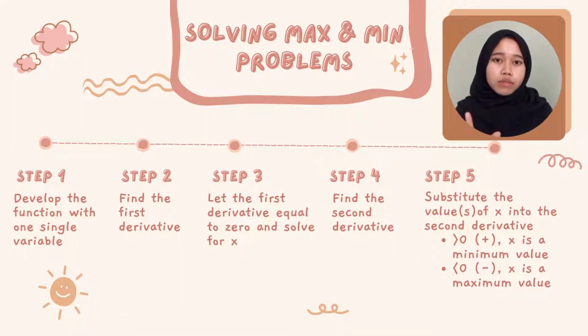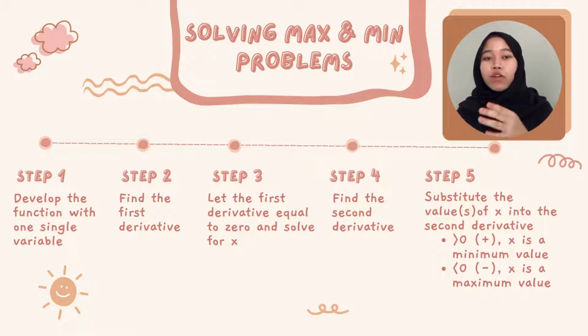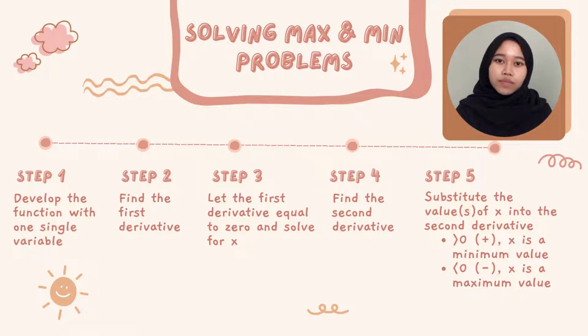So, there are 5 steps in solving maximum minimum problems. Step 1 is develop the function with one single variable. Then find the first derivative. The third step is let the first derivative equal to 0 and solve for x. Step 4, find the second derivative. And the last step is substitute the value of x into the second derivative.